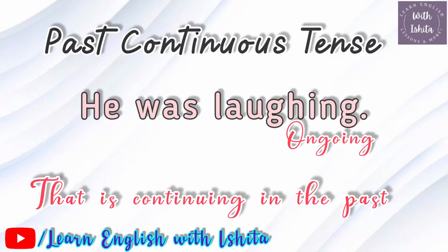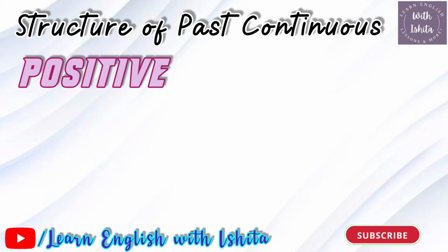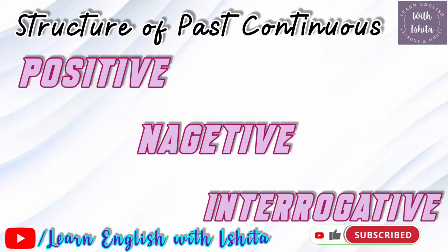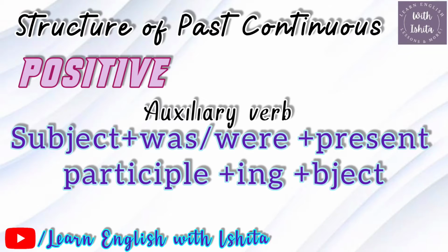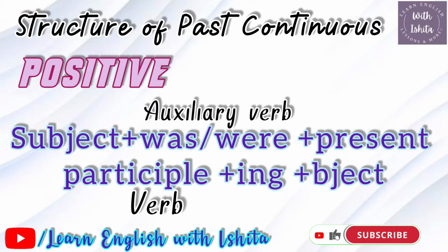Now we will learn about the structure of the past continuous tense. There are three kinds of sentences: positive sentence, negative sentence and interrogative sentence. So let us talk about the positive one first. In a positive sentence, the structure will be subject plus auxiliary verb plus main verb, that is the present participle, plus object, okay? So subject plus auxiliary verb, that will be was or were here, plus main verb, that will be the first form of the verb plus ing because it is a continuous tense, plus object.